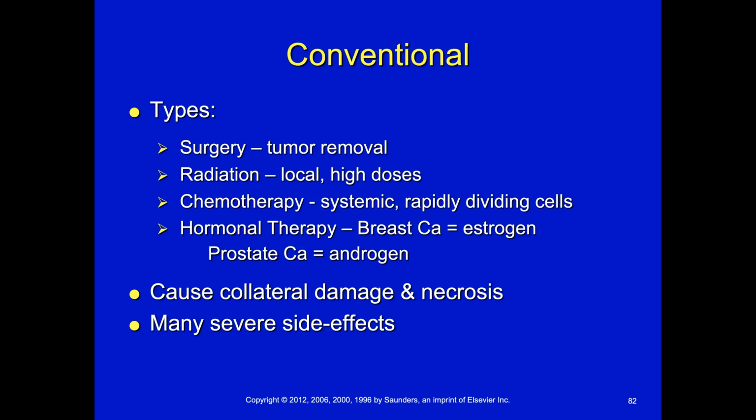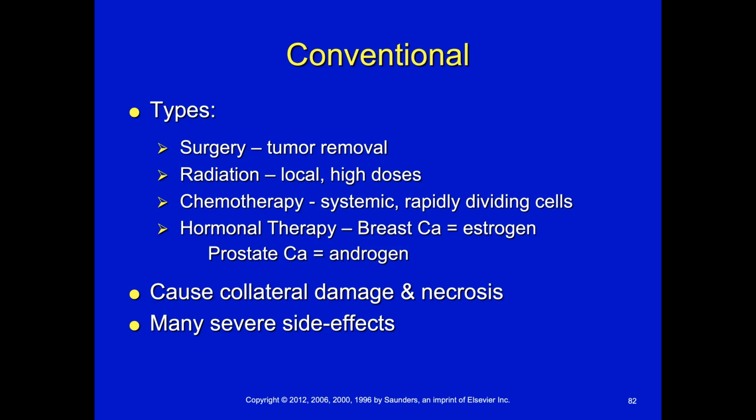Then there's chemotherapy. So here you're in effect trying to poison the cell. Problem here is that it is systemic treatment, and so that will affect all parts of the body. That's why you see the hair loss and other side effects. And it is only effective against rapidly dividing cells. That's a very important concept. We'll be talking about that more next week.